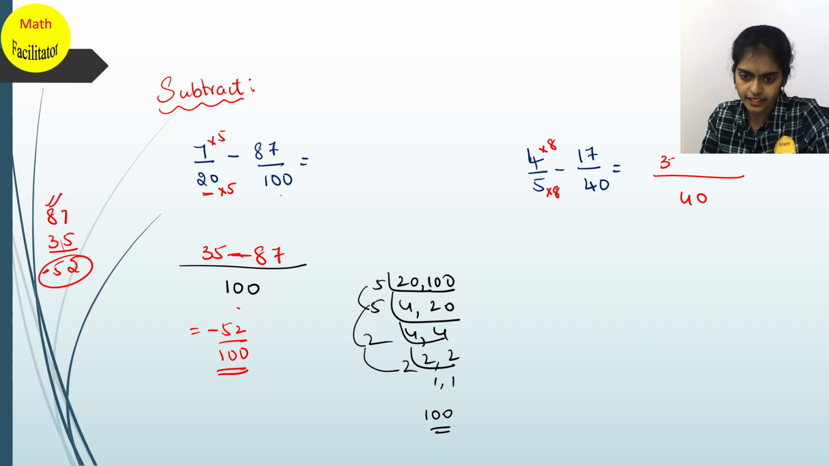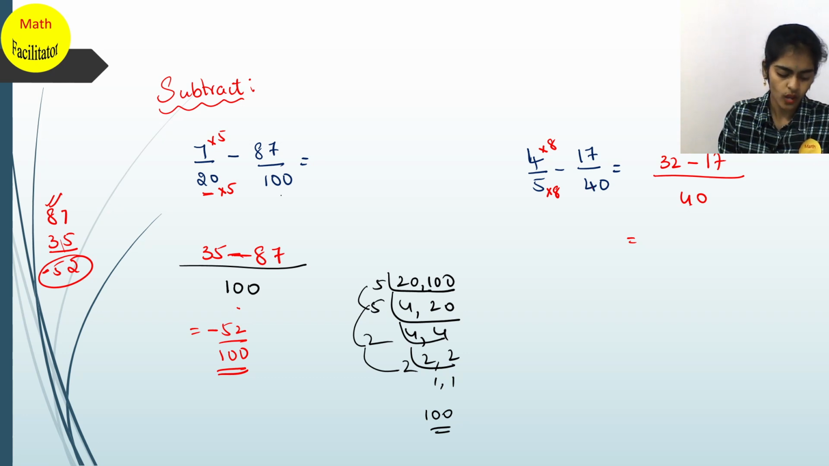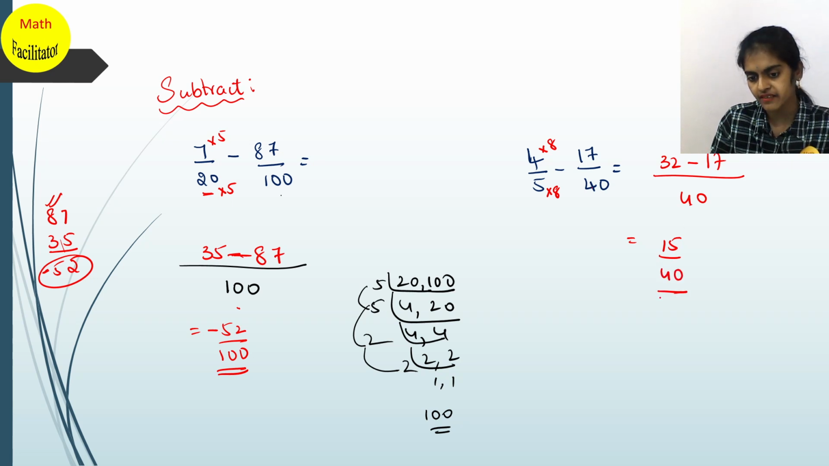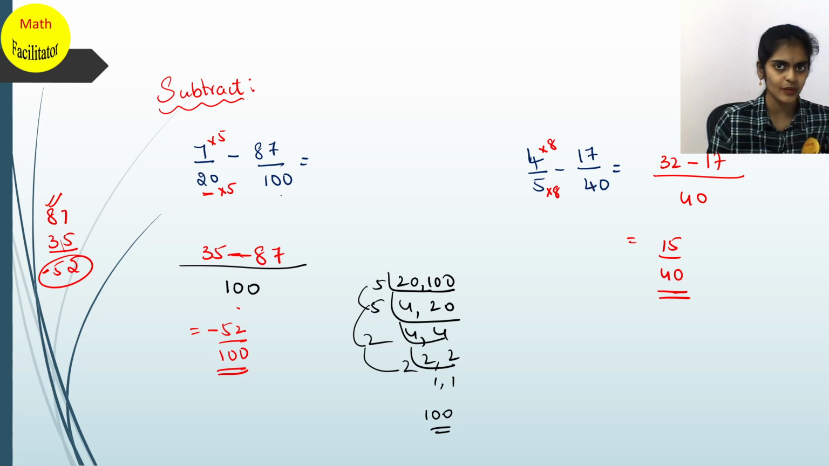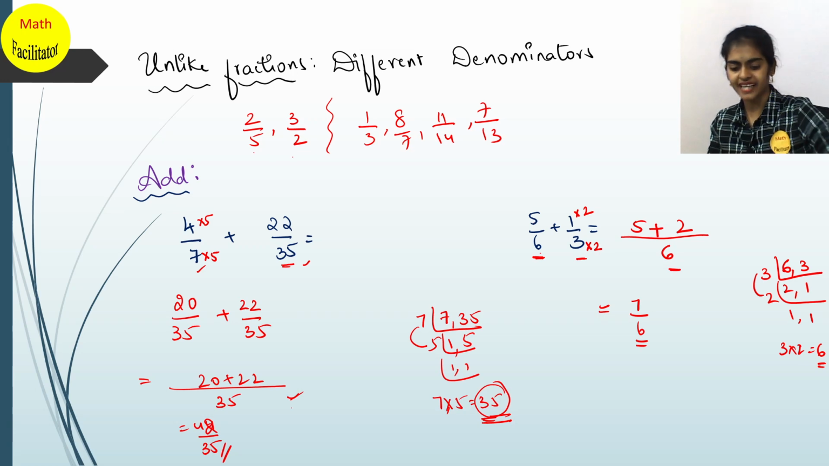So 4 8s are 32 minus, you have 40 and 40. So the numerator I can write directly. Now 32 minus 17 will give you 15. The bigger number is 32, and 32 has a positive sign, so 15 also remains positive, divided by 40. Clear with this? Okay, so this is about unlike fraction addition and subtraction.